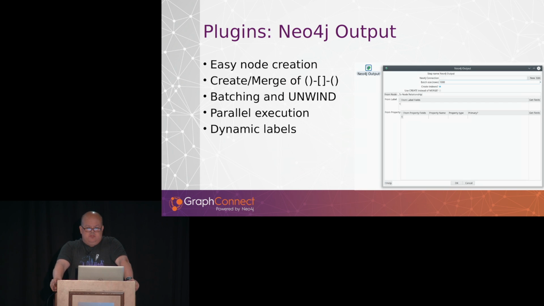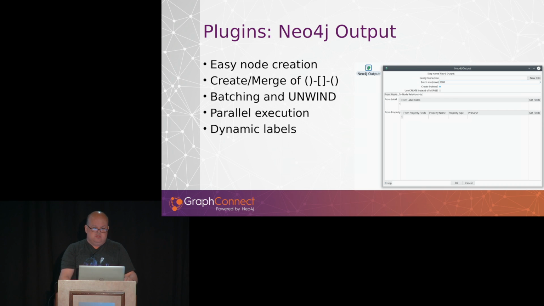The Neo4j output step is the oldest one. It was written by Bart. And so we picked that up and improved performance a bit. It also supports unwind statements when you have create statements that are all identical. It's easy to use unwinds, parallel execution, and a dynamic label. So the labels can come from previous fields so that you can create relationships or do partitioning on the nodes.